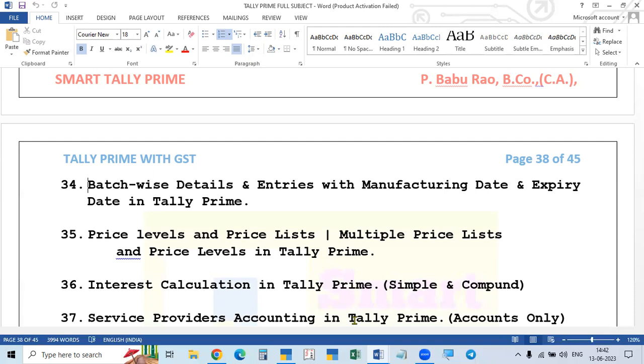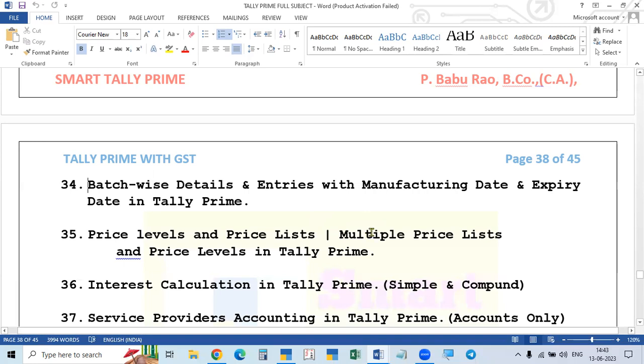The third one is manufacturers. The manufacturers purchase raw material, carry on some manufacturing process, manufacture finished products, and they sell the finished products only. So raw material they will buy, finished product they will sell. That is, raw materials will be converted into finished goods with the help of the manufacturing process. That is the third type, and how manufacturers maintain the accounts.